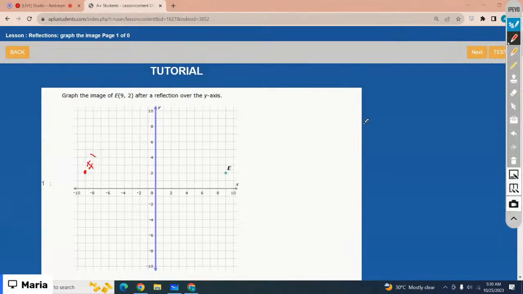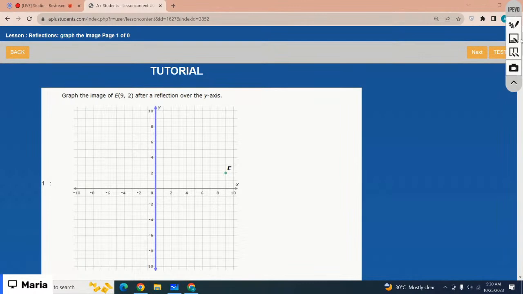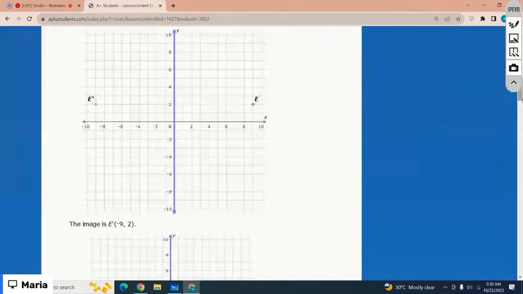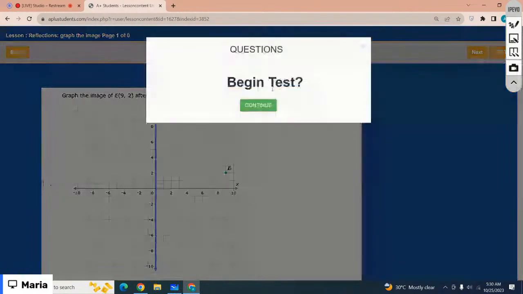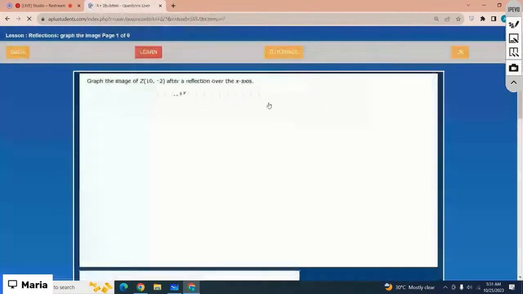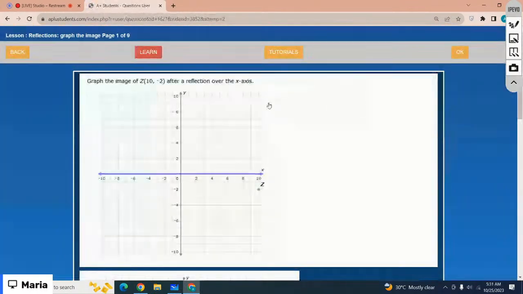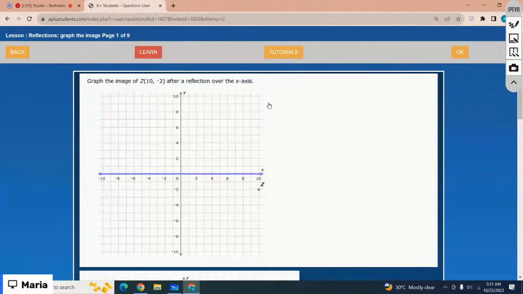Hold on, let me see. Yes, exactly the same point on the other side. That is the reflection of the image E. Let's just start with the test questions. Okay, graph the image Z (10, negative 2) after a reflection over the x-axis. You need to draw over the x-axis, right?